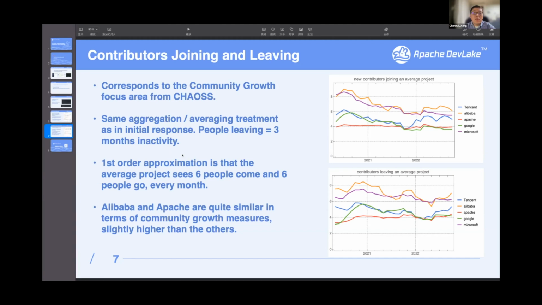From the charts, the first order approximation is that the average project sees only 6 people come and 6 people go every month. This came as a surprise to me. I thought that the number would be higher. But in reality, the average project only has 6 people come and go every month. And also Alibaba and Apache are quite similar in terms of community growth measures. They are slightly higher than the others. These are easily seen from these two charts.